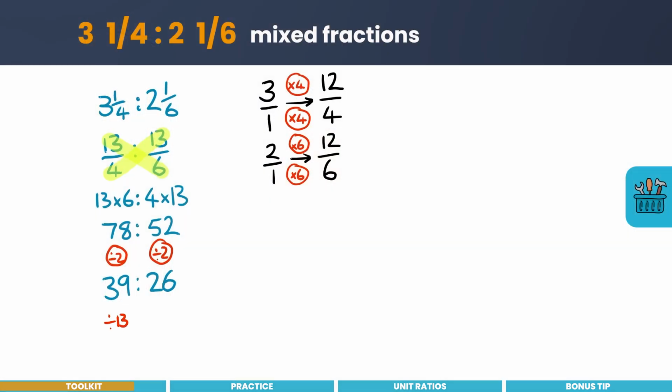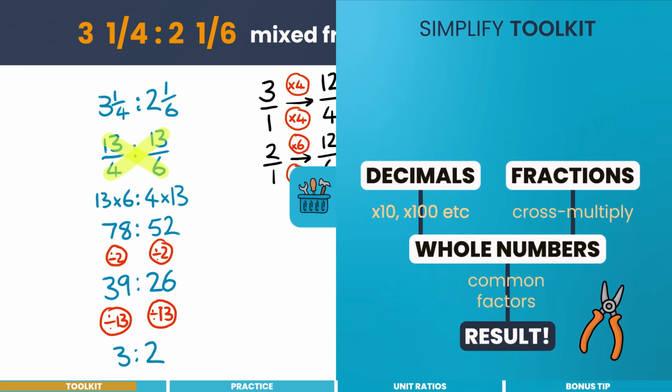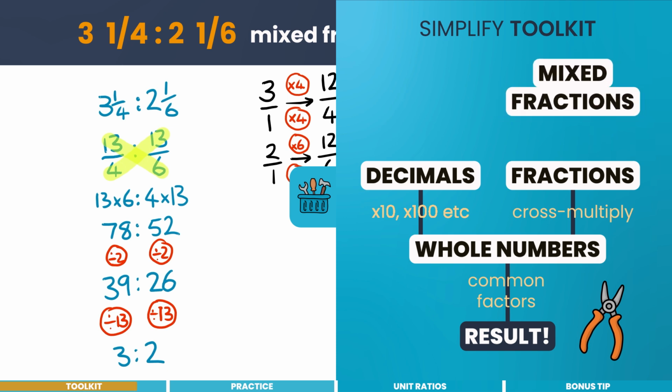So, using the final common factor of 13, this gives us 3 to 2. Again, let's add this method to our toolkit. So for mixed fractions, we just need to convert them into unmixed fractions. And again, we do the usual from there.